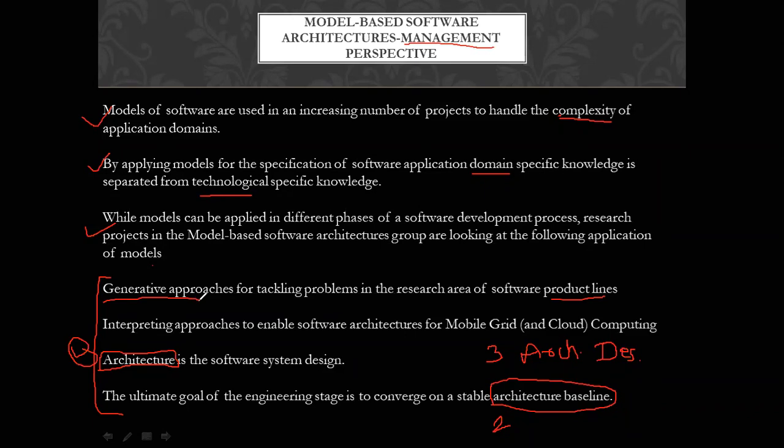So these generative approaches tackle problems in the research area of software applications, or product lines, as they have written. Product lines are the different applications that you are developing and showing in the complete architecture: application A, application B, like that. Interpreting approaches to enable software architectures for grid or cloud computing can be utilized. So these are approaches to enable software architectures for these different types of computing that you are utilizing, and how they are communicating with each other.